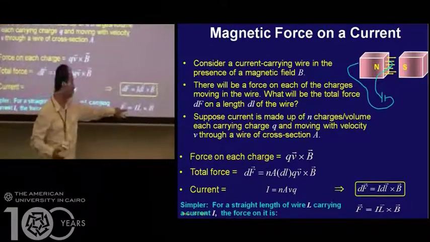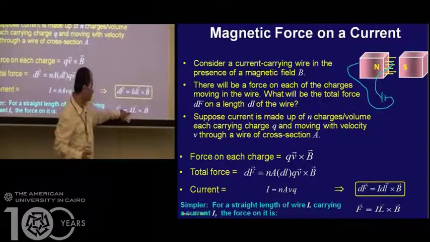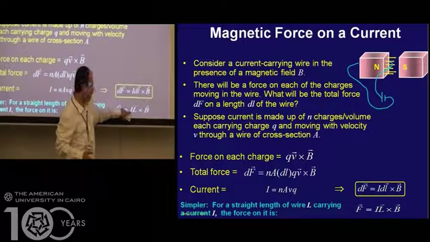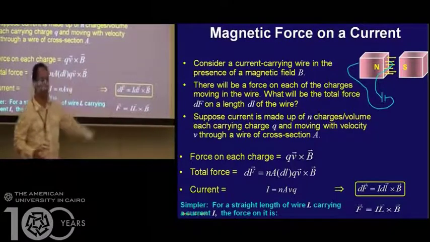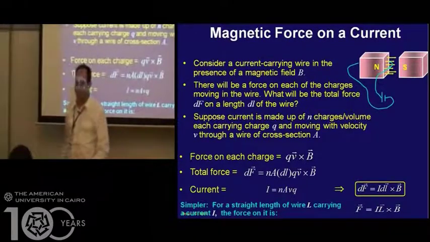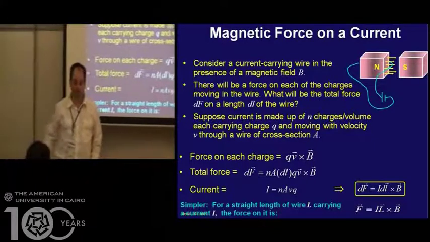If you have a current in a wire, and that wire has a length L, and if you put it inside a magnetic field, then the force on that wire will equal I L cross B.